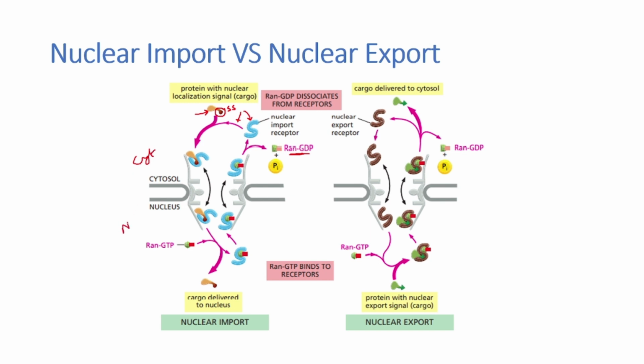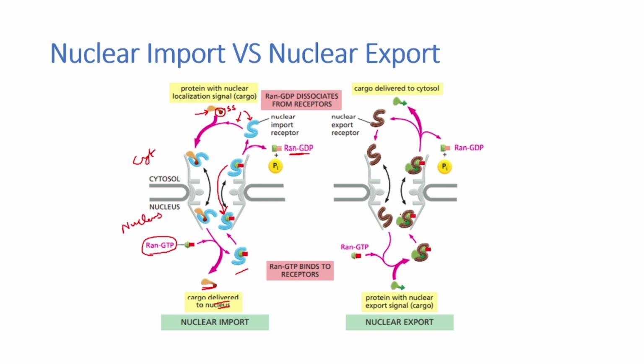Within the cytosol you have only Ran GDP. So the cargo protein along with the nuclear import receptor binds with Ran GDP, and in this way the translocation takes place from the cytosol to the nucleus. Once within the nucleus, the cargo protein is released. This is the cargo protein which has been delivered to the nucleus. The nuclear import receptor is released, and Ran GDP is converted to Ran GTP. Okay, so this is the process of nuclear import.